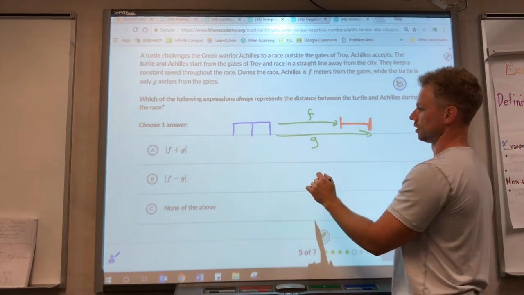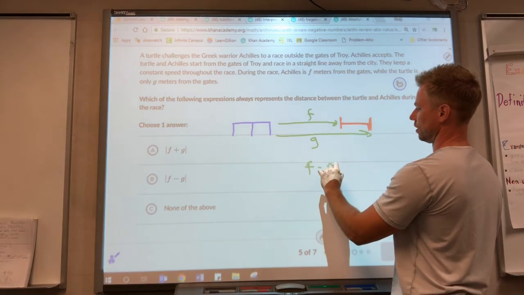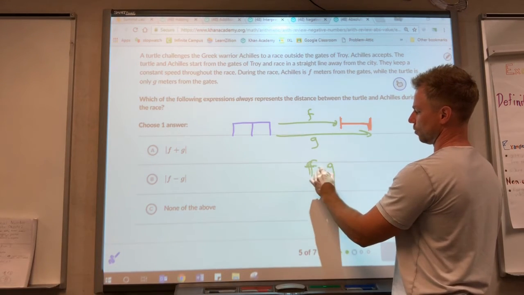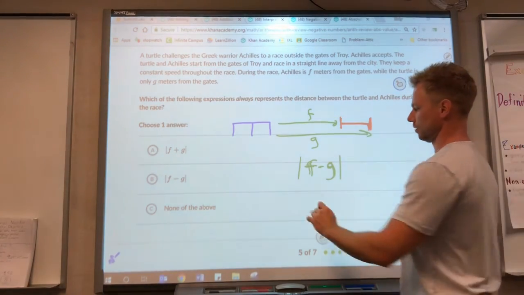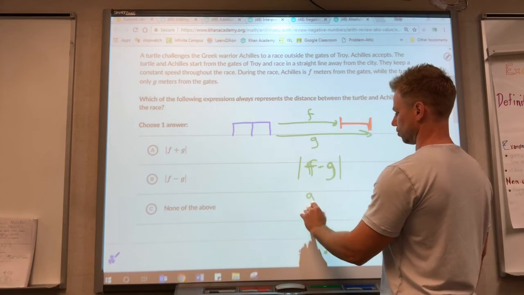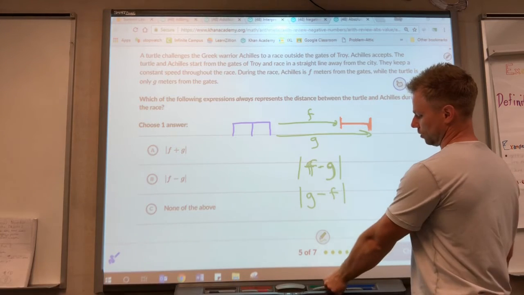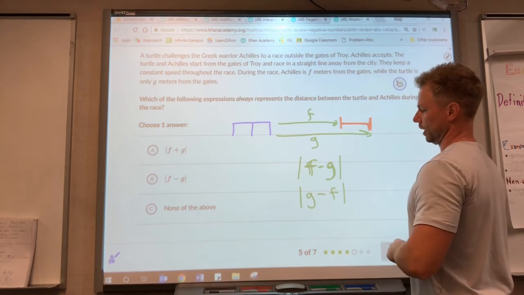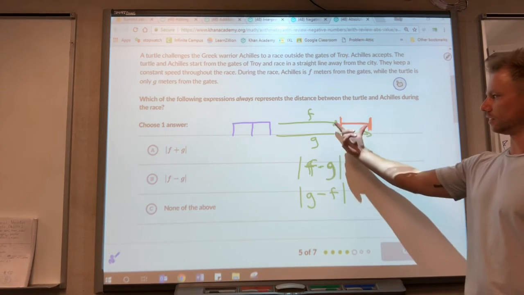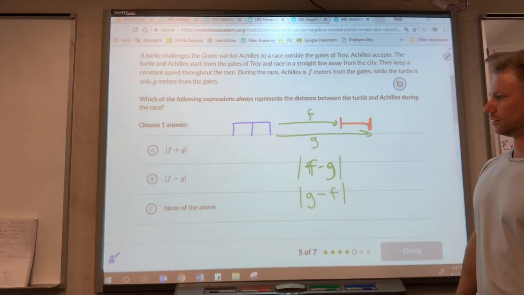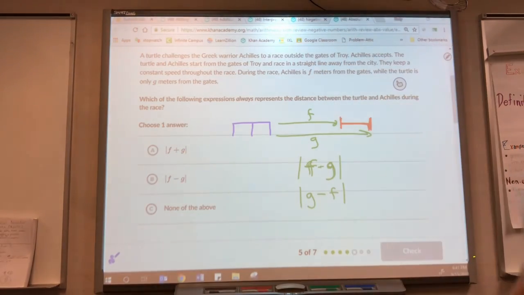So then what we have to do is use absolute value. So if we do f minus g, in this case, that will be negative. So if we put absolute value around it, it's going to make it positive. It's going to make it a positive distance. Or we can actually switch those around, do g minus f. We're going to get the same number, but the sign will be different. So again, if we do absolute value, it'll make it positive. So these would actually give us the exact same answer, the distance between those 2 points. So b, f minus g, absolute value is always going to give us that positive distance.